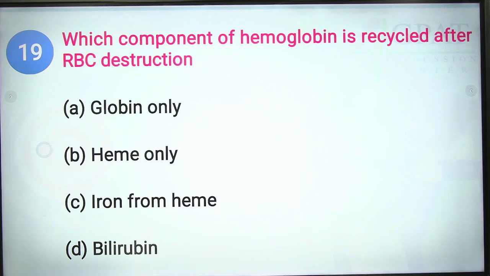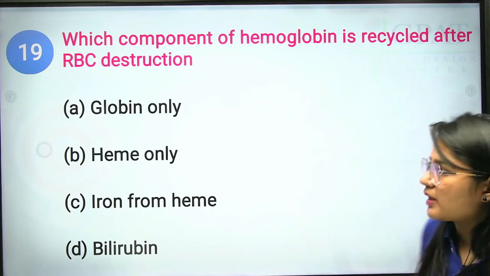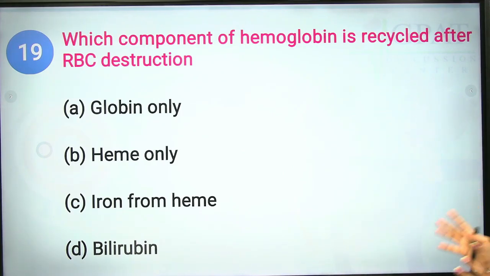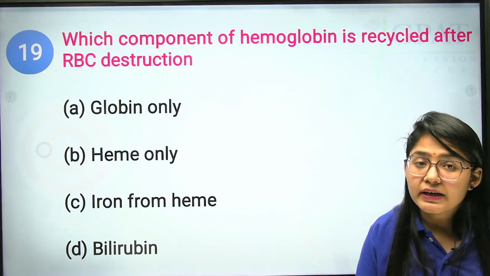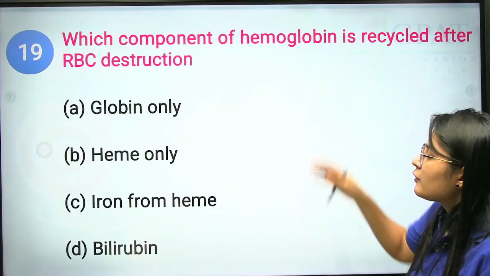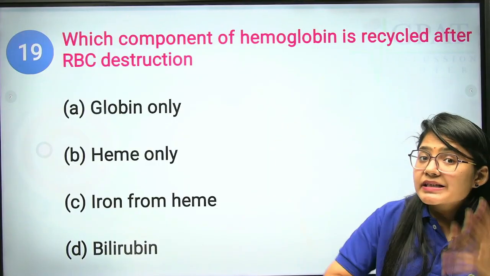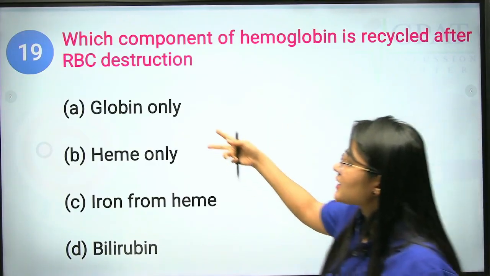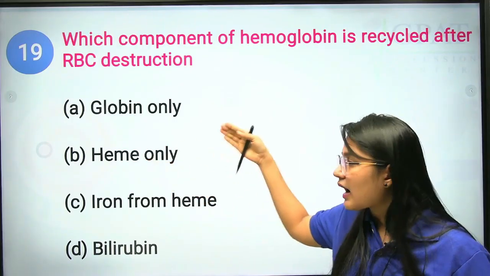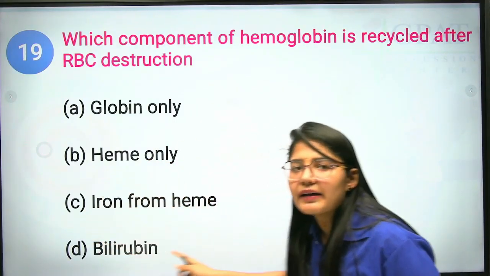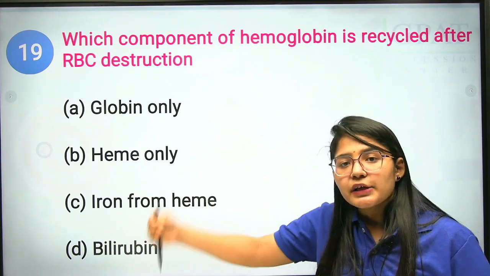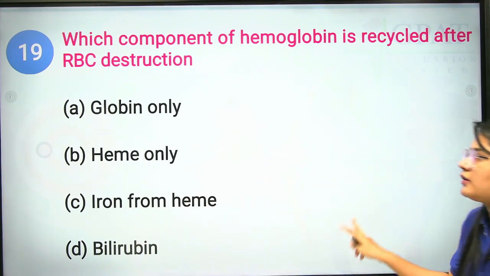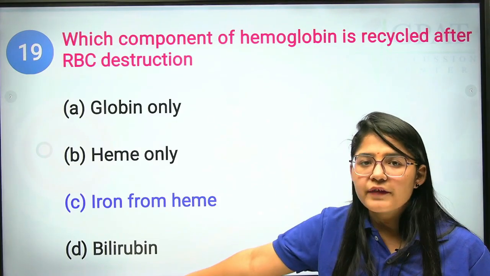Next question. Which component of hemoglobin is recycled after RBC destruction? Okay, after completing 120 days of its lifespan, your RBC is destroyed in your spleen, and which part of your RBC is recycled after destruction? After destruction, the iron present in your heme is recycled and it is reused by your body. Clear? Okay, and this is the end product, waste product.